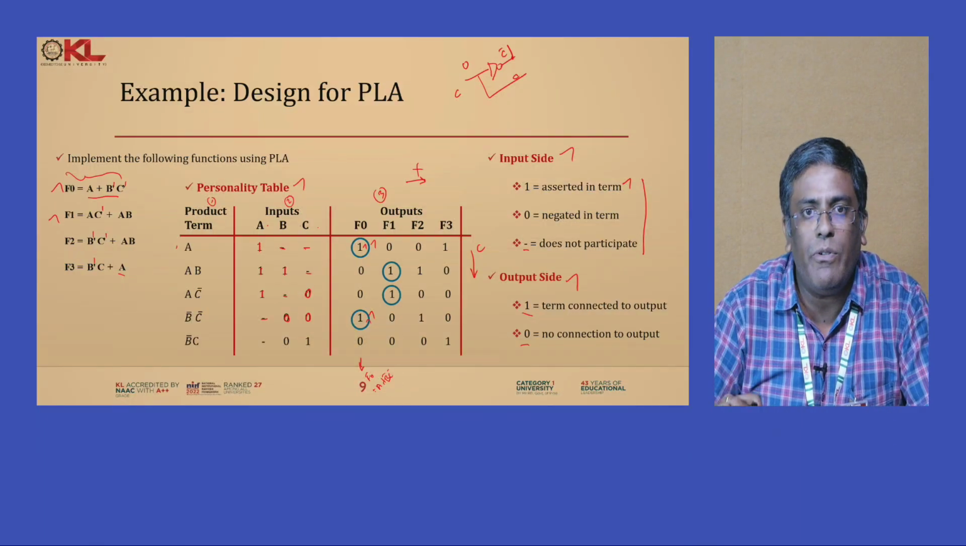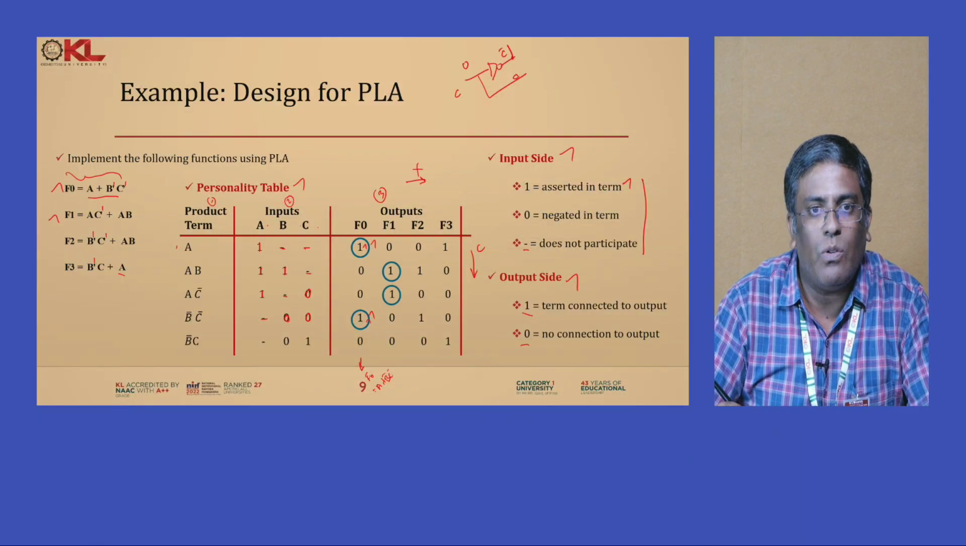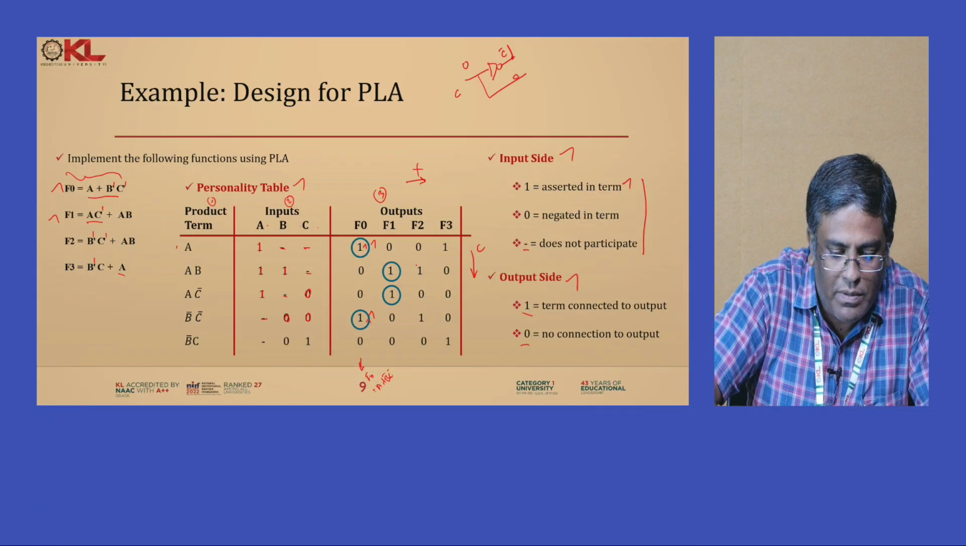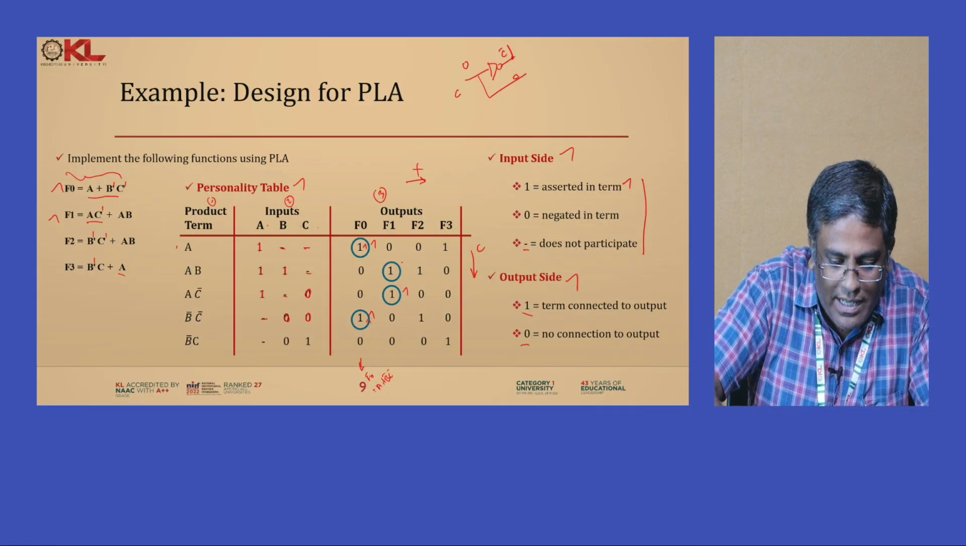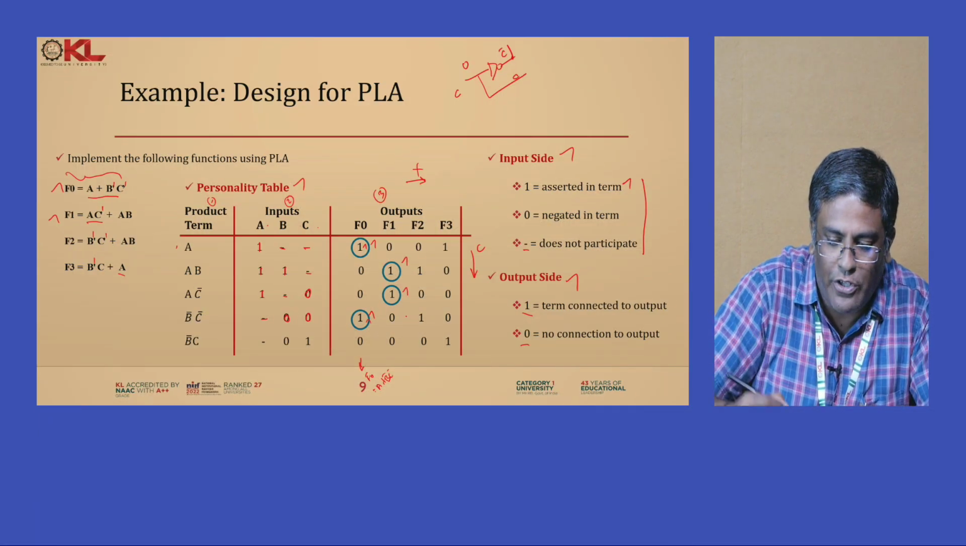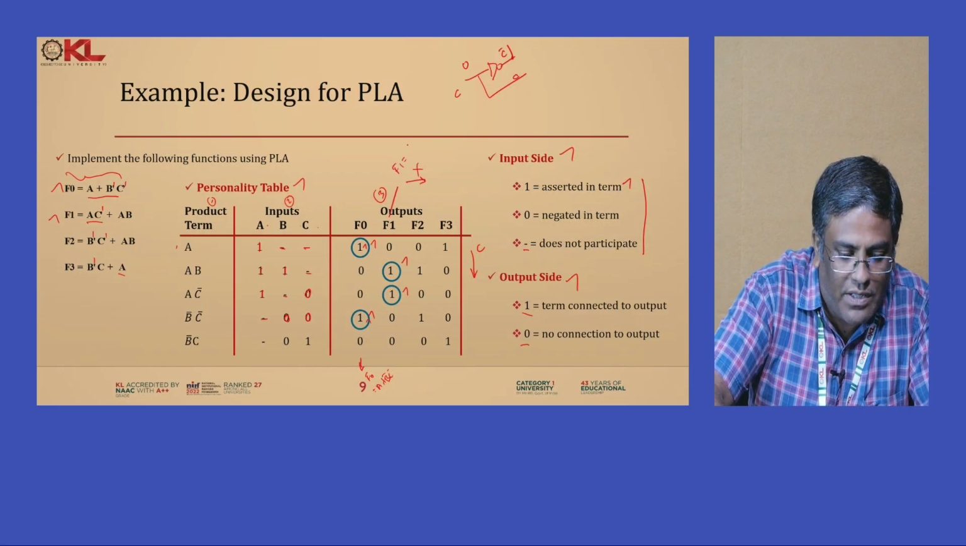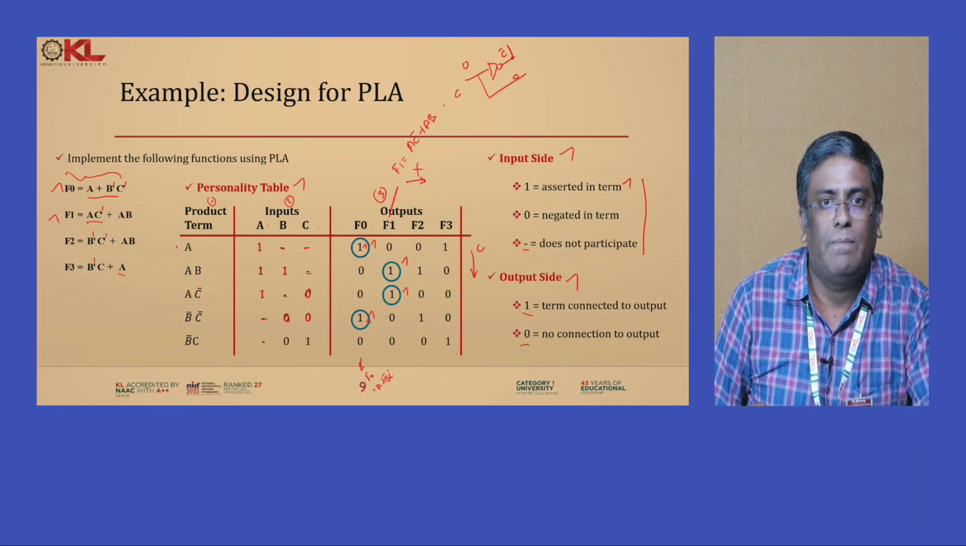Same way, come down to F1. So what is F1? The F1 expression is nothing but AC bar plus AB. Where is AC bar available? We can say AC bar plus AB is going to be available, and that is going to be the F1 output. So F1 is equal to AC bar plus AB.